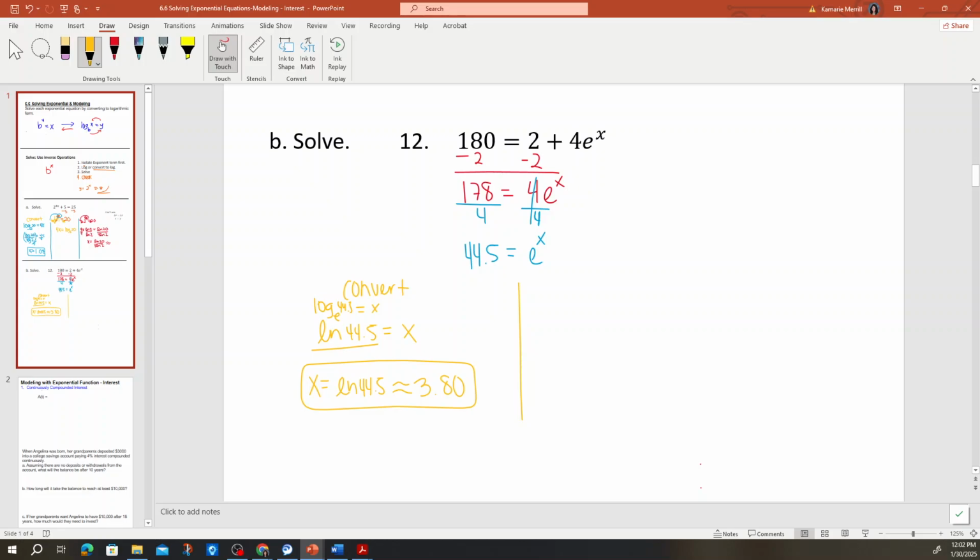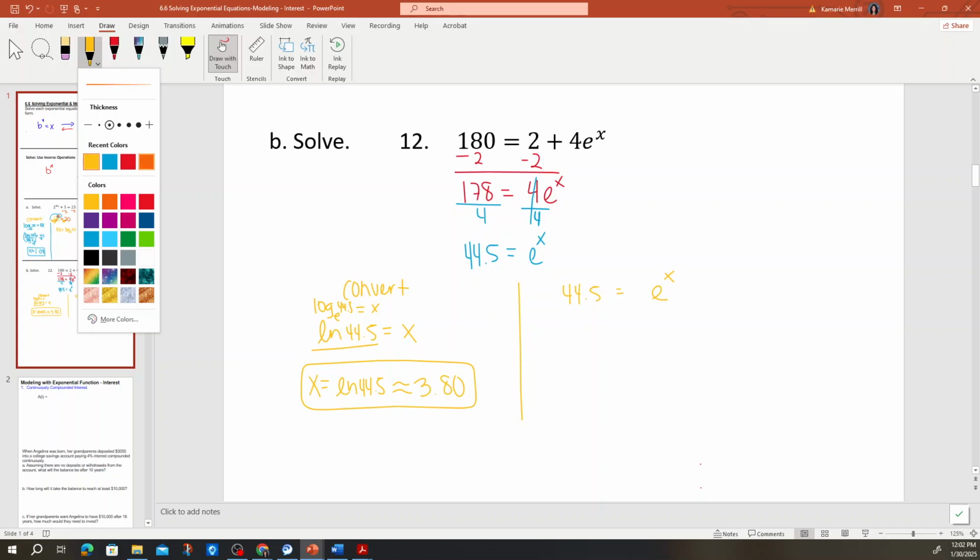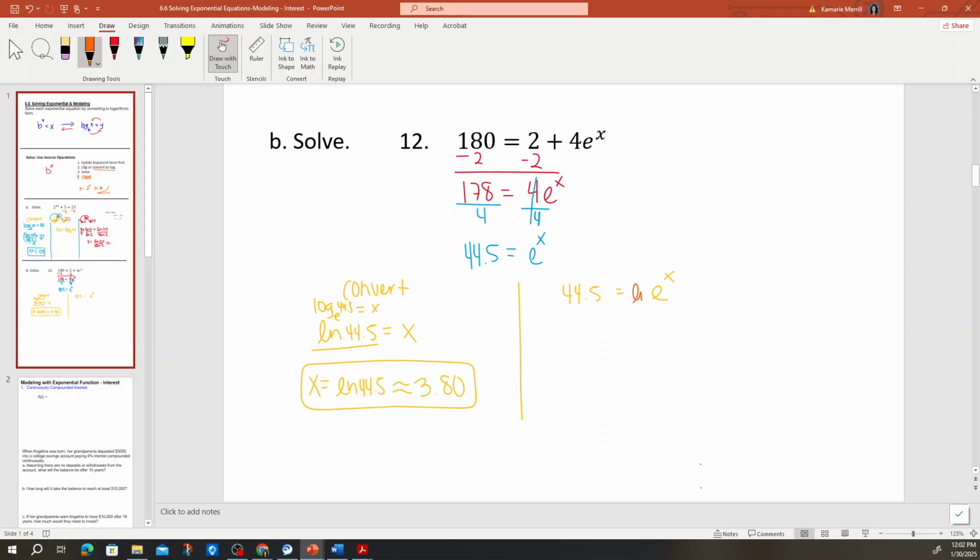Now, she did the converting way. If you guys want to do it the balancing equations way, you can take this 44.5 and with ease, because they kind of are a little tricky to wrap your head around when you're converting, I just ln both sides. ln and e clears it. And so that means if I just ln both sides, that is the same thing as me kind of converting it. It gets me to the exact same point. That's what I would do because it's just as easy. All right, do you guys feel okay with that?